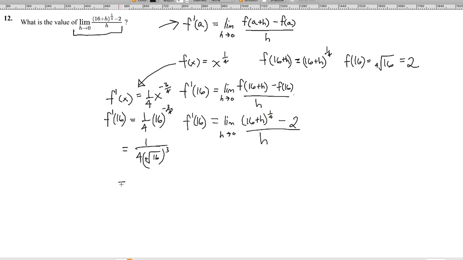this is the same thing as 1 over 4 times the 4th root of 16 cubed. What's the 4th root of 16? That's 2. 2 cubed is 8. 8 times 4 is 32, so 8, 16, 24, 32. And I have my value. It's 1 over 32.